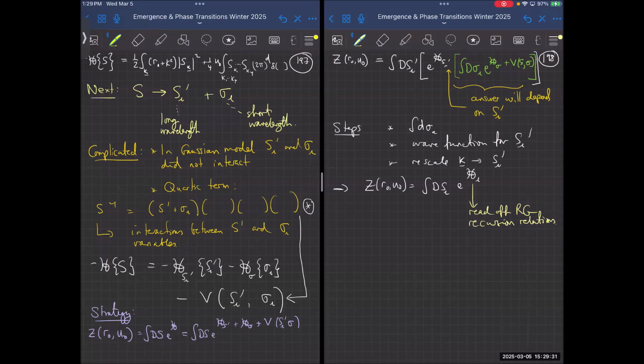So just like we did before, we defined an average with respect to the small wavelength degrees of freedom. So now we're going to do that here, and then we're going to compute all the terms that we want in a cumulant expansion. Okay, you had a question.